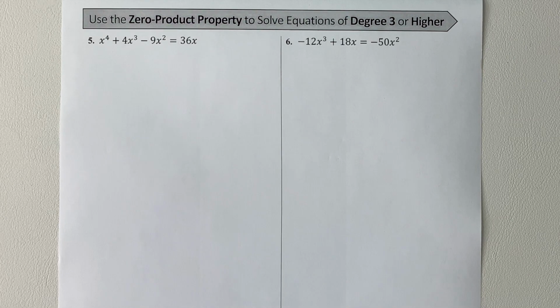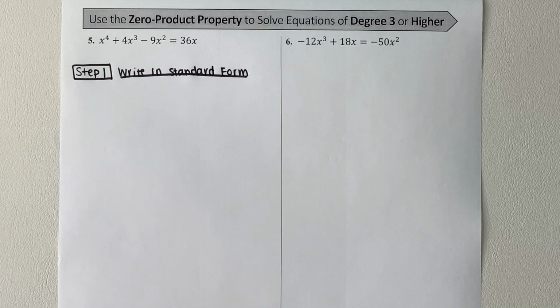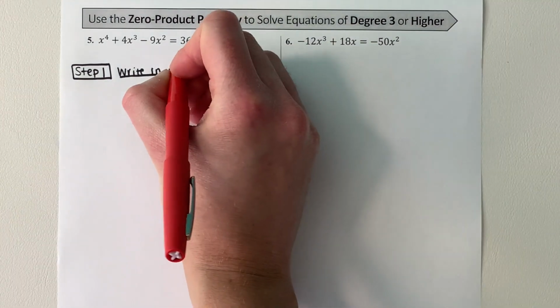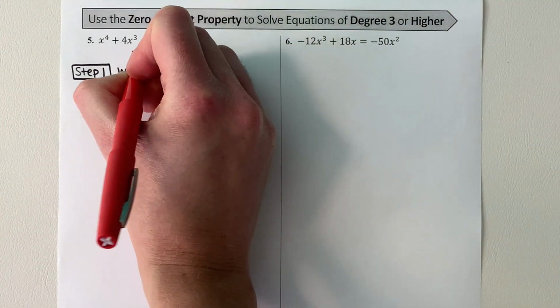But we're going to see here that we can actually use those same steps that we learned on page 2 for factoring equations even if they aren't quadratic equations. Step 1, we want to write our equation in standard form. To do that, we want to get the equation equal to 0. So let's subtract 36x from both sides.